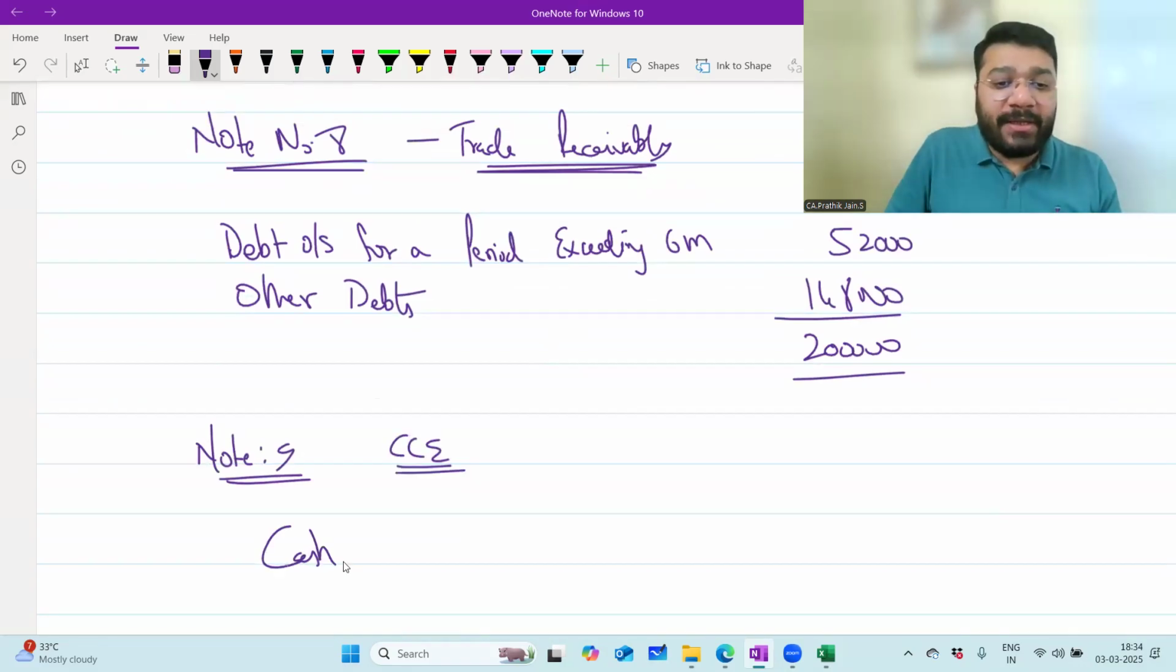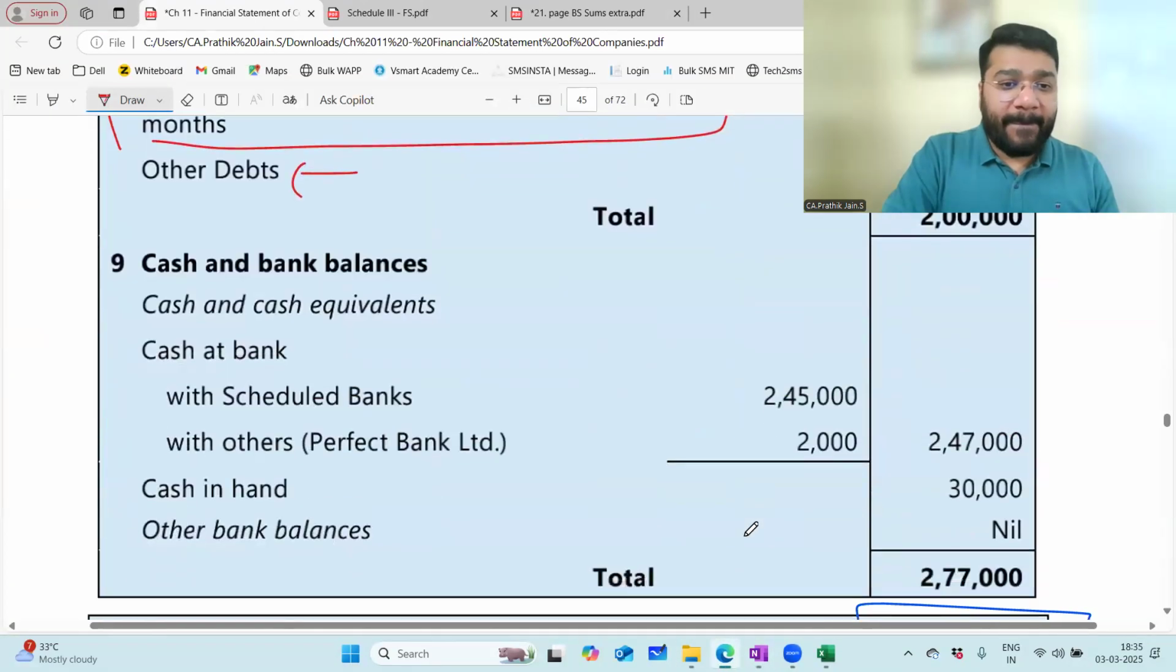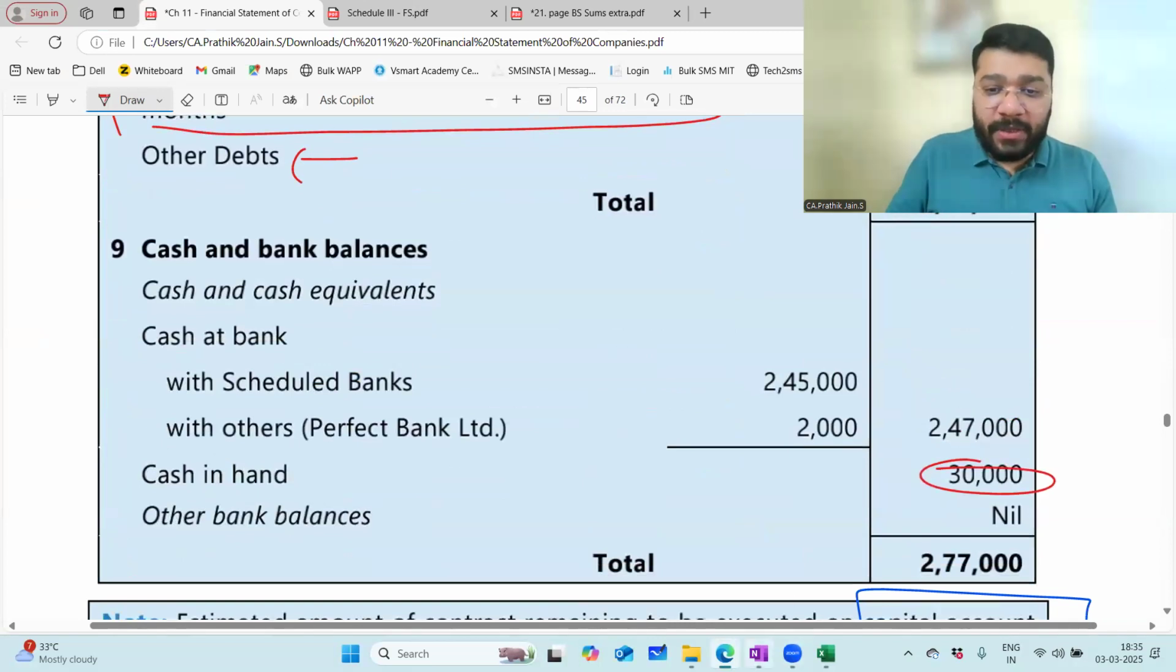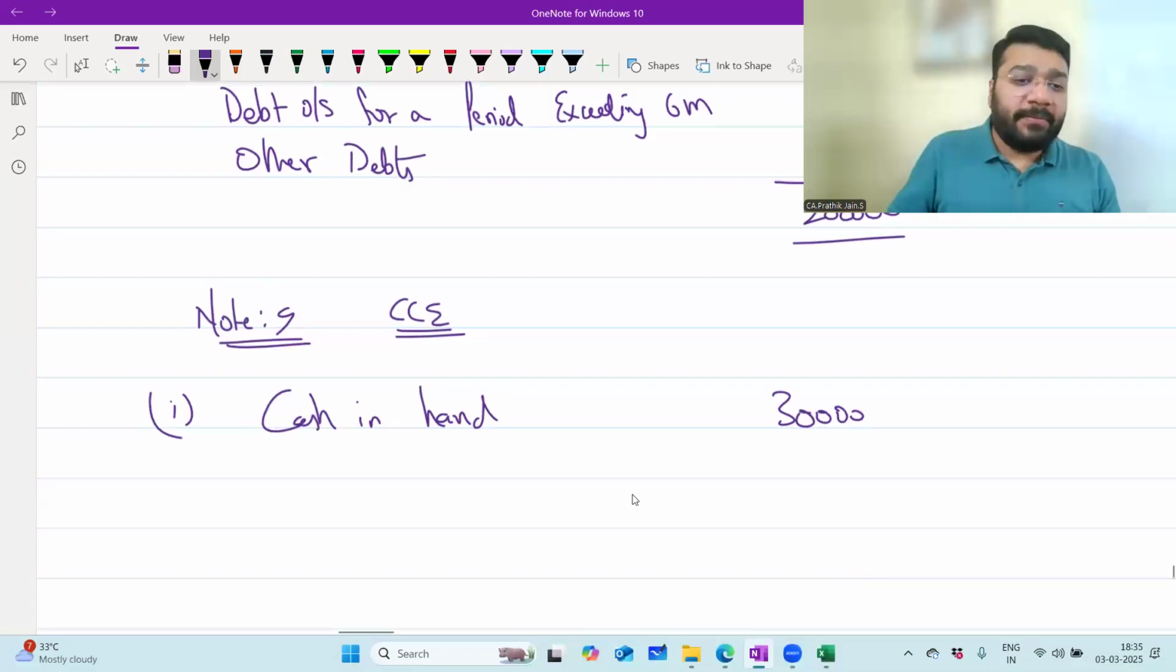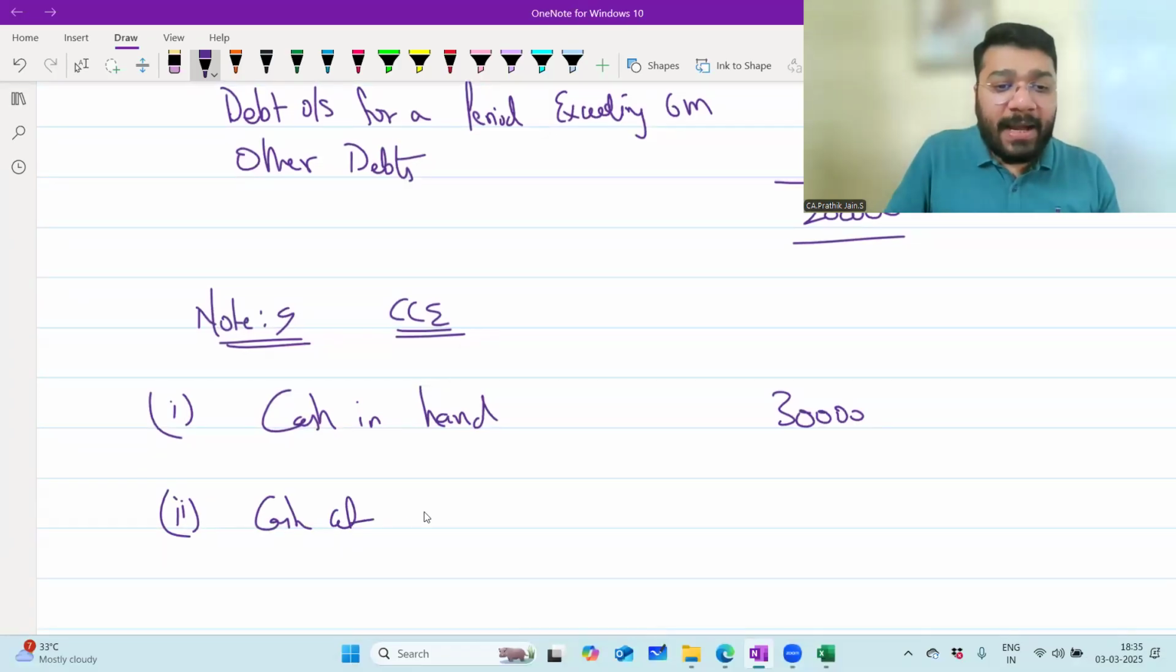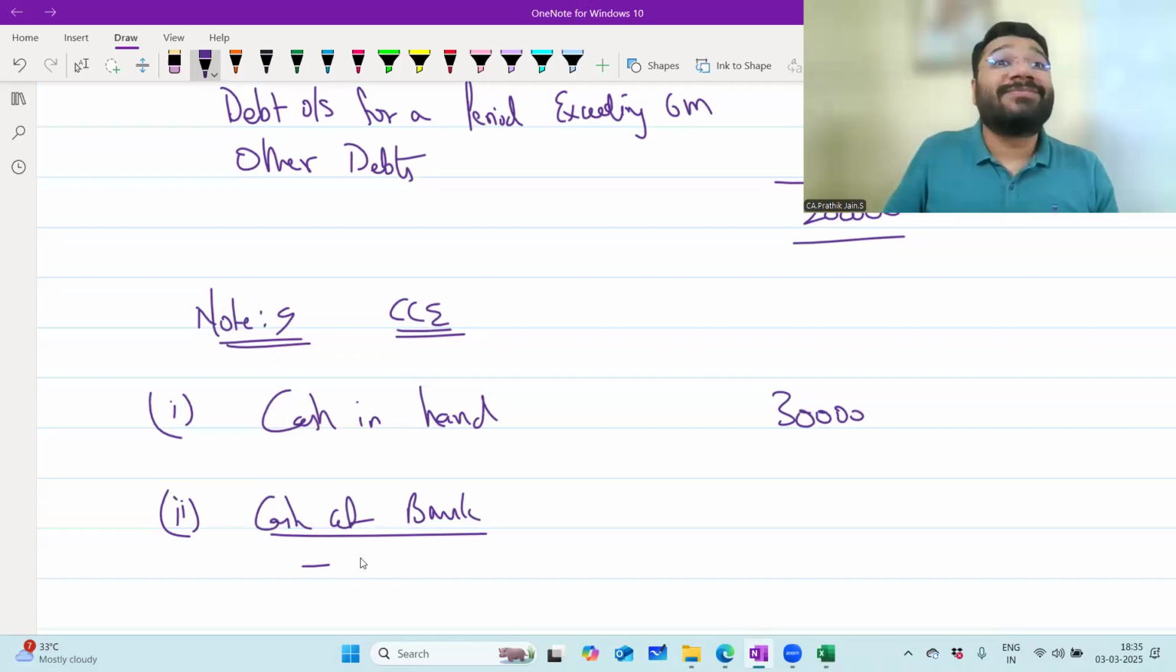In that, cash in hand is how much? Cash in hand is 30,000. Okay, right, like this, what I'm doing. Cash in hand, 30,000. Then 2, cash at bank. In that, scheduled and unscheduled, non-scheduled. What, secured and unsecured? Who is securing?